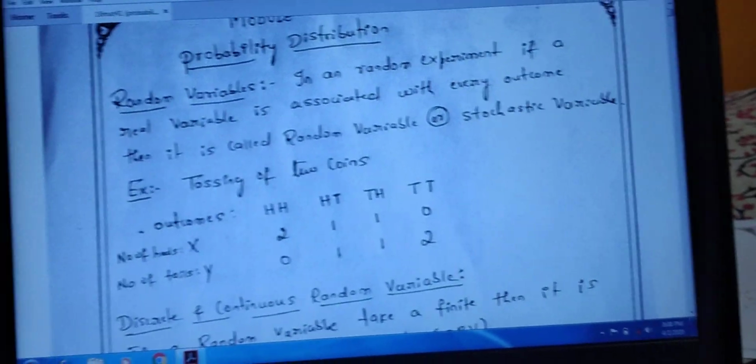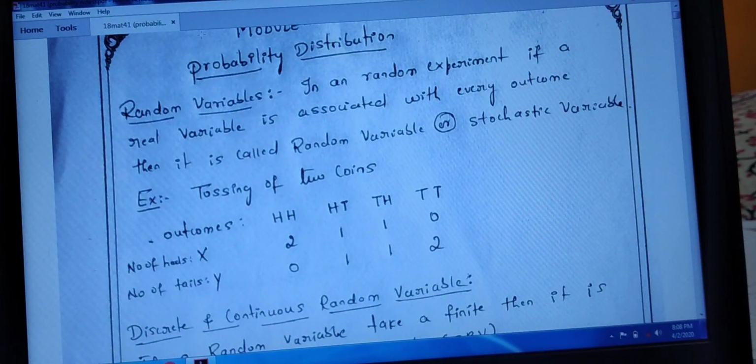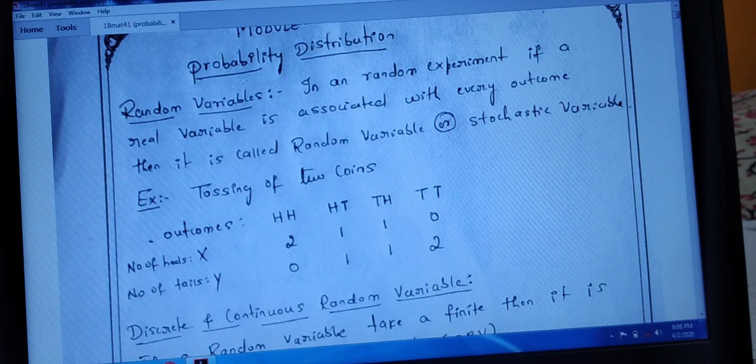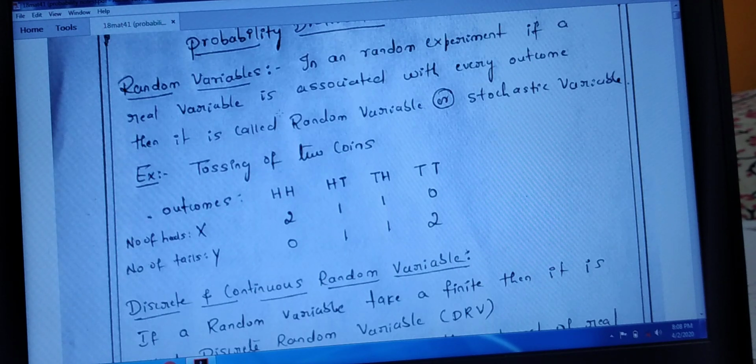So today in this video, we are going to study the fourth module, that is the probability distribution. Here we'll start with the definition of a random variable. The definition says that in a random experiment, if a real variable is associated with every outcome, then it is called a random variable or stochastic variable.